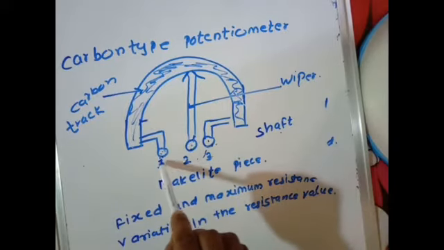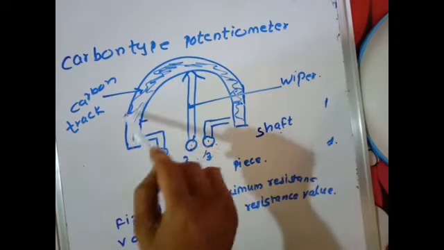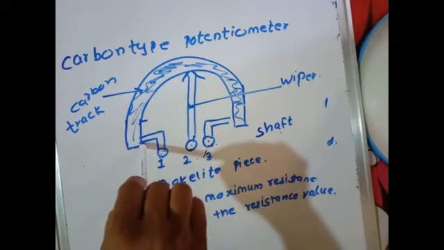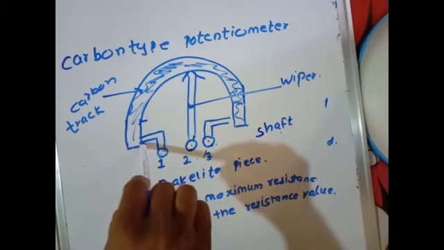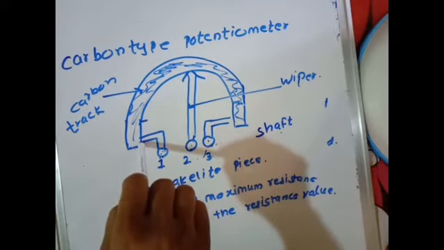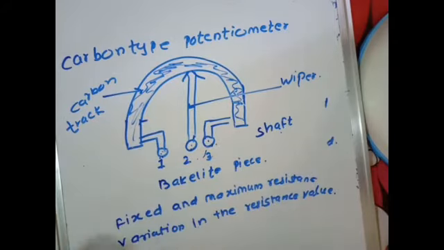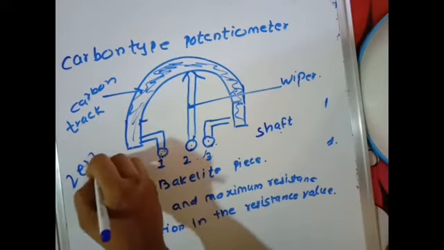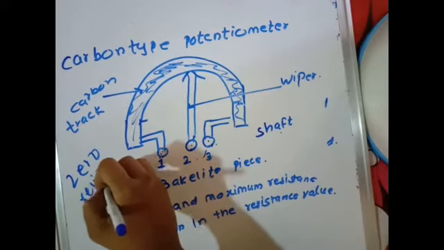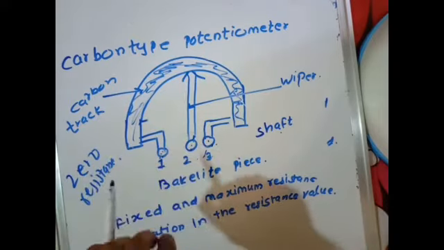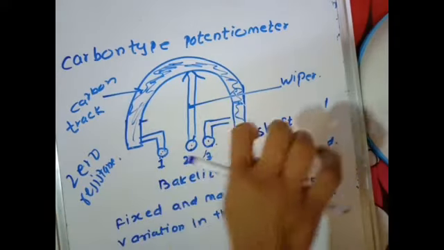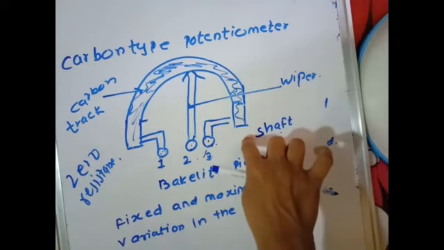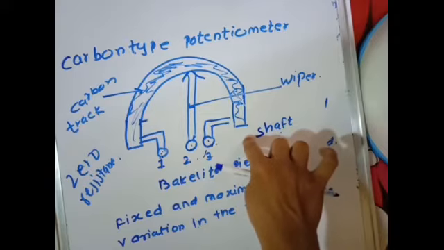If you connect terminals 1 and 2 at the extreme left, then the wiper will be at terminal 1 and hence you will get zero resistance. And when you rotate towards the right side, you will get the maximum resistance.